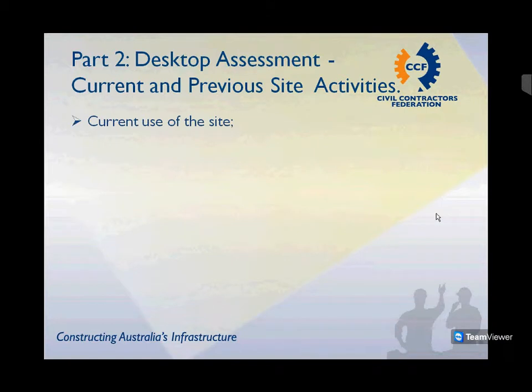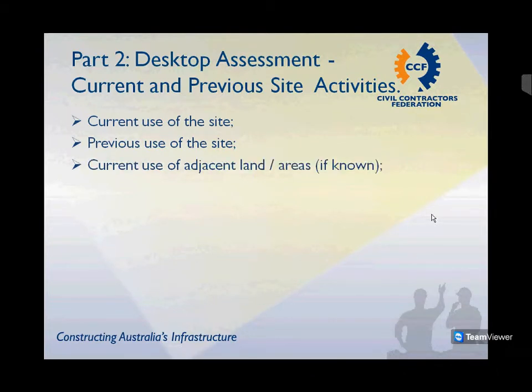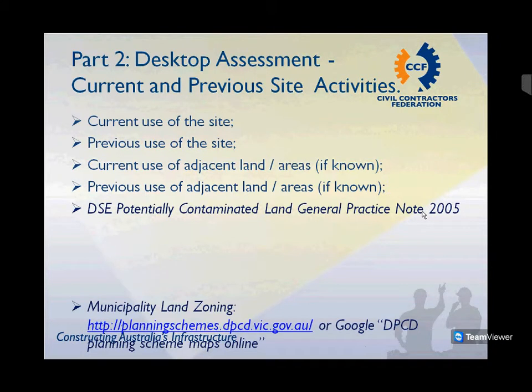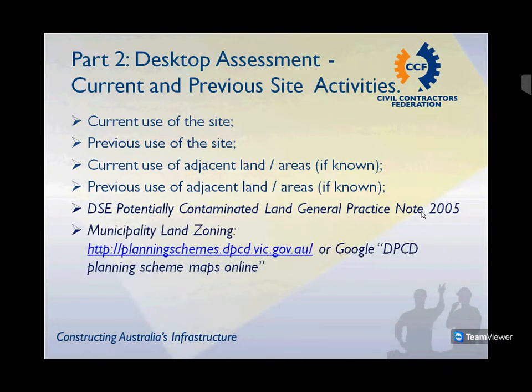It can guide you through looking at the current use of the site, obviously previous site activities, as I said, which may have caused soil contamination. If you can obtain it, list information such as the current and previous use of the site, current and previous use of the adjacent land as well, if you can find that out, of course. The municipality land zoning might be an important piece of information to list as well.